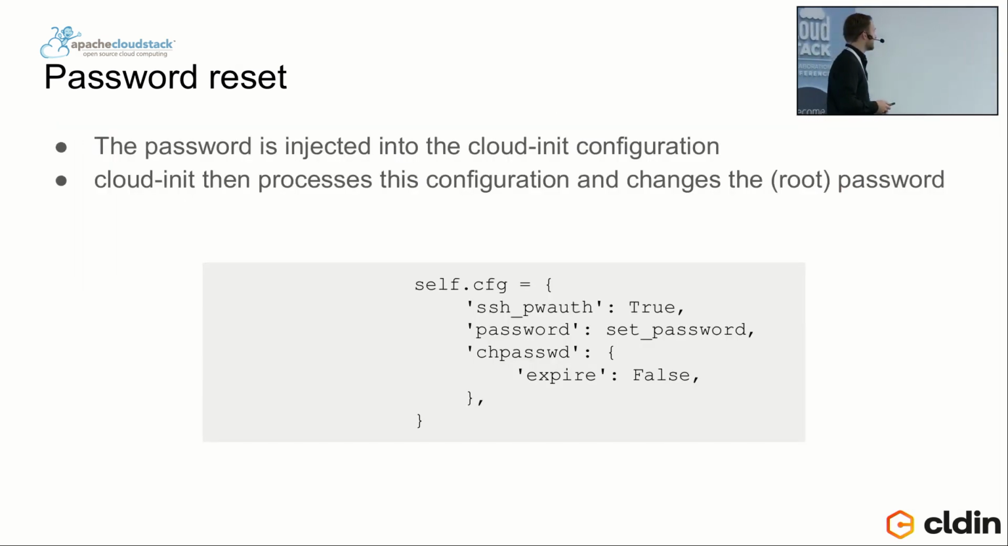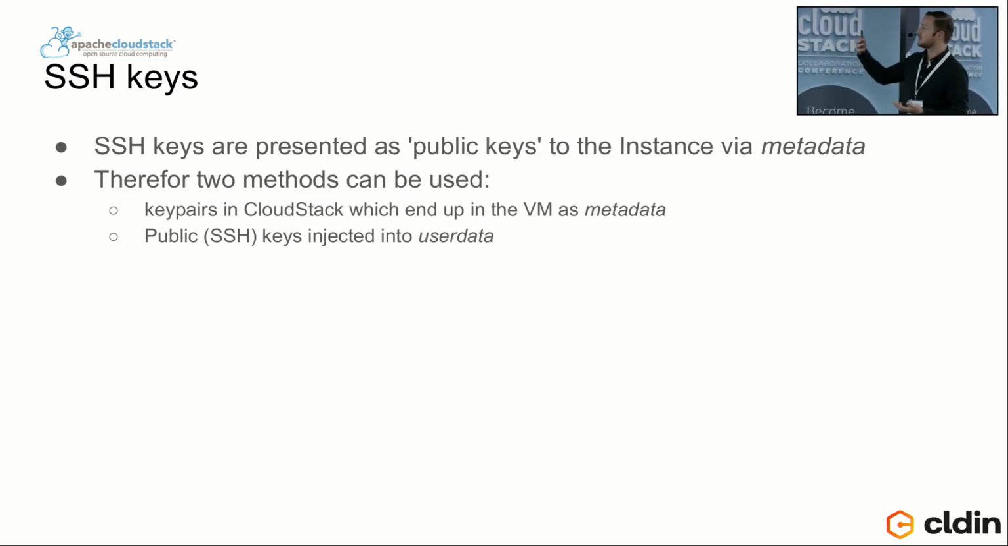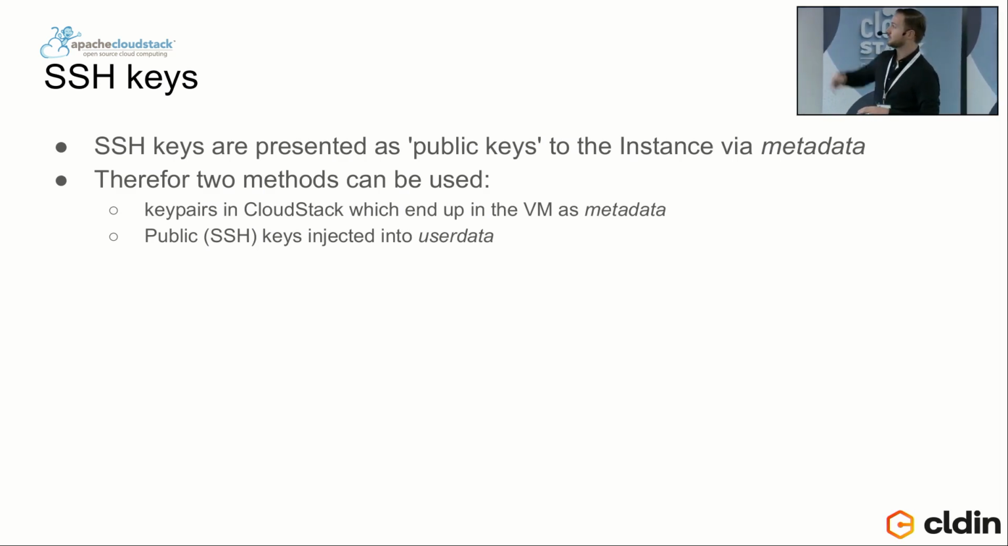So, fairly simple process, fairly simple Python code doing this work. And SSH keys, as I mentioned, are actually the same. They are presented via the instance metadata to the instance. But you have two methods. So you can use the key pair method inside CloudStack, which might be beneficial to you. However, there's still this limitation that only RSA keys are supported in CloudStack at the moment. So if you want to have more fancy key methods, they're not being supported. So using Userdata, you can inject any of your own keys you like into the VM.